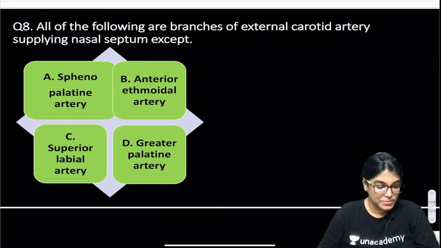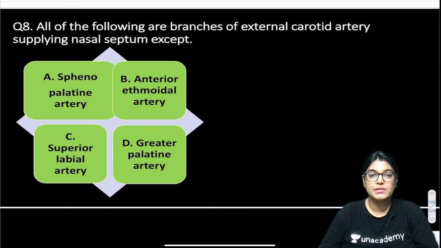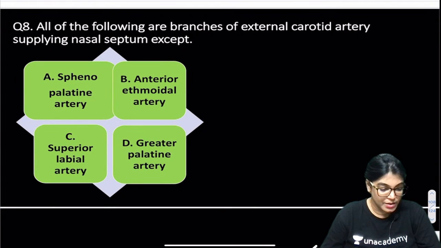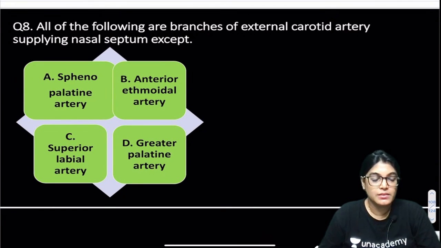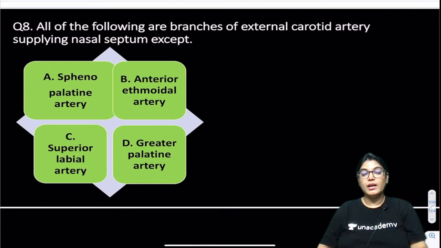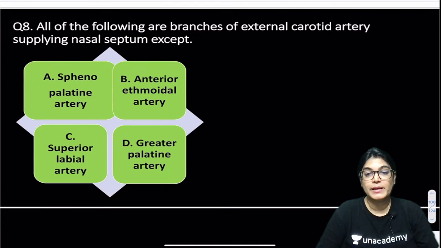So, okay, I am getting B, B. Gopika Sharma has given B. What about others? C, superior labial. Kumaran is telling B. Few are telling B, few are telling C. Yeah, very nice. Gopika is giving the explanation also.